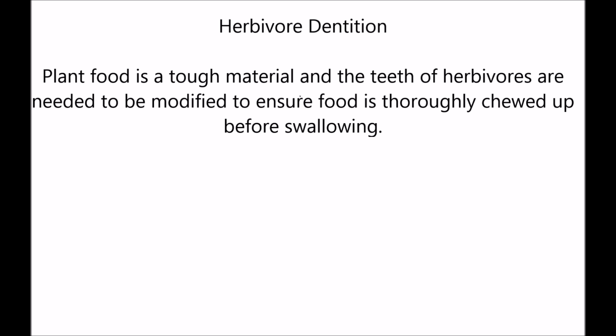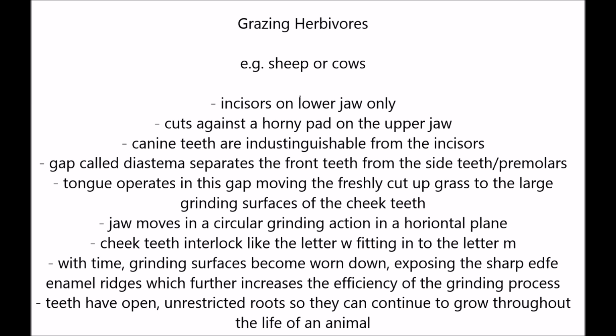Herbivore dentition. Plant food is a tough material and the teeth of herbivores need to be modified to ensure food is thoroughly chewed up before swallowing. Grazing herbivores, such as sheep and cow, have incisors on the lower jaw only, which cut against a horny pad on the upper jaw. Canine teeth are indistinguishable from incisors.